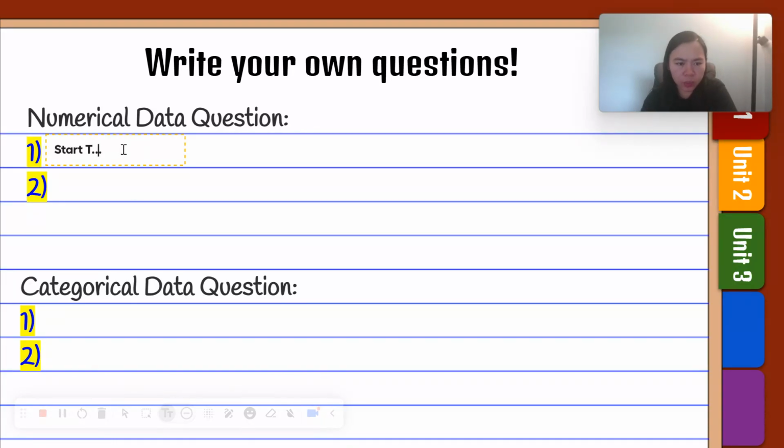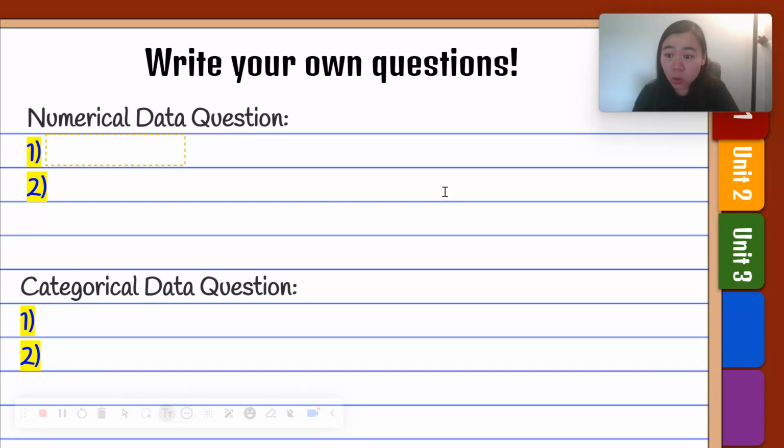Let's think of some questions that would give us numerical data. That's numbers. We had a lot of creative ones in class. I'm going to do a couple. If you can, think of your own, okay? I'll think of some to hopefully kickstart your thinking. Numerical data. I want a number.